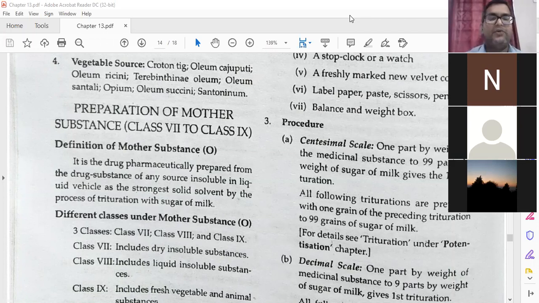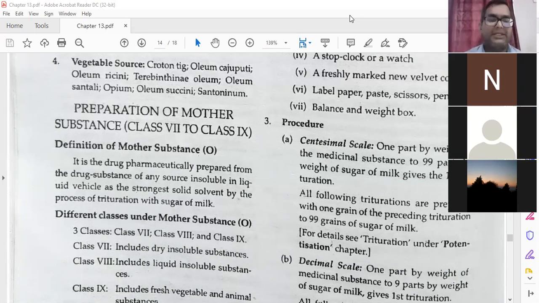Class 7 includes dry insoluble substances. Class 8 includes liquid insoluble substances. Remember, liquid insoluble substances. That's why snake venom, which is liquid but insoluble in alcohol and water, comes here. Many times this question is also asked in competitive exams: snake venoms or other different poisons come under which category. So you can write that it comes under class 8.